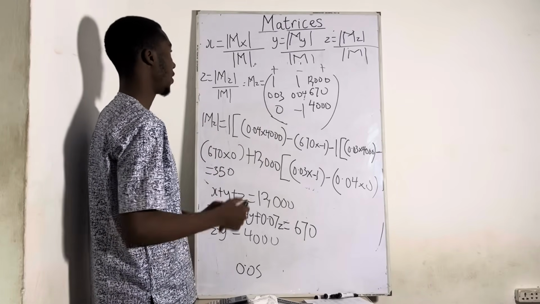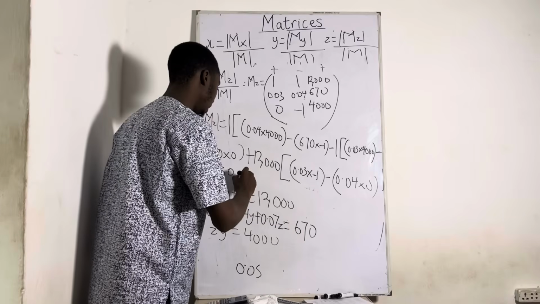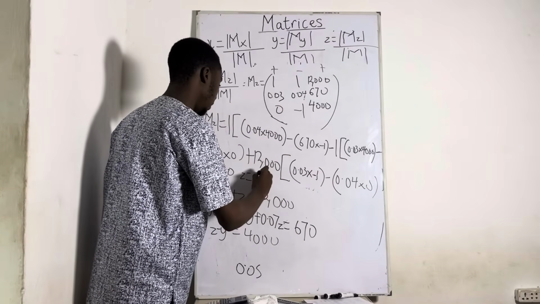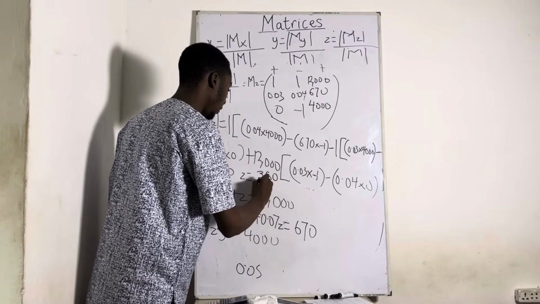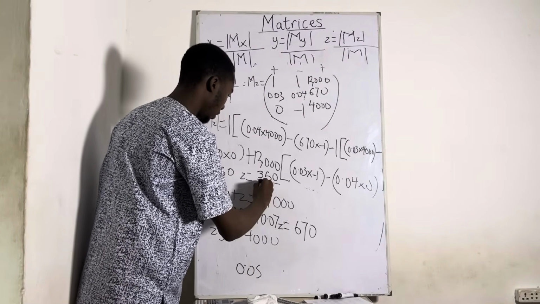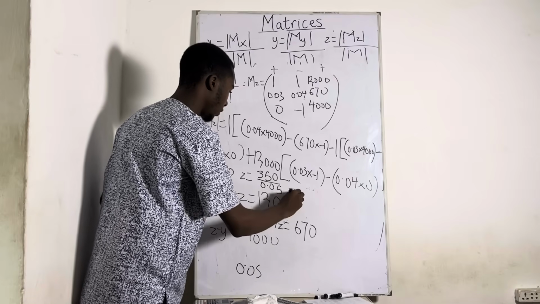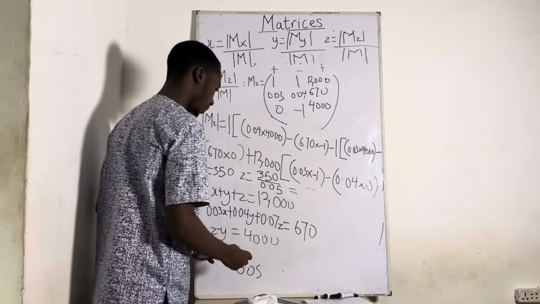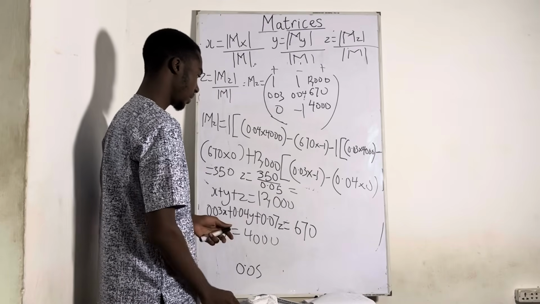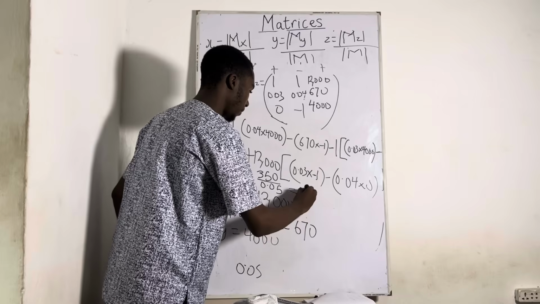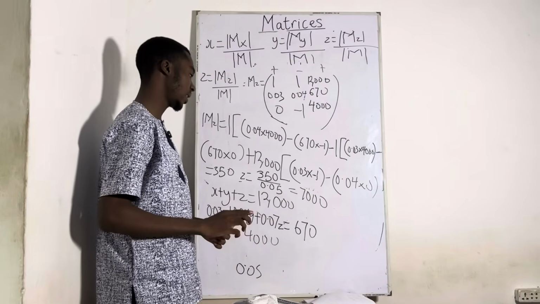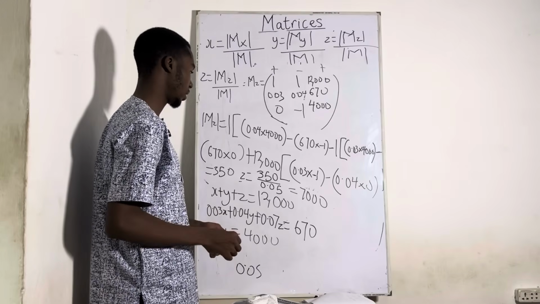We are finding for Z. So our Z is our Mz, which is 350, over our determinant of M, which is 0.05. So what is 350 over 0.05? You should be getting 7,000. So our Z is 7,000. It means he invested 7,000 into Z.